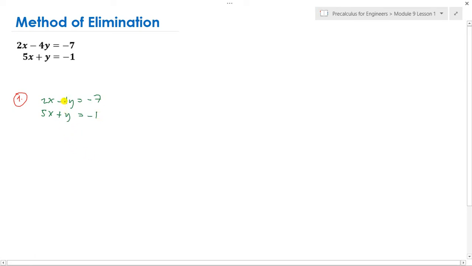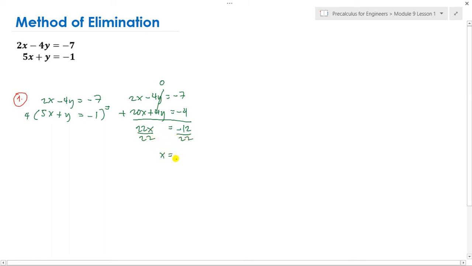Since we have negative 4y here, if I multiply the second equation by 4, it becomes positive 4y, so negative 4 plus 4 would be 0, right? So therefore we can eliminate it. Multiply both sides by 4, so we have 2x minus 4y equals negative 7, and here 20x plus 4y equals negative 4. Add both sides: that would be 22x, the y terms become 0, equal to negative 11. Then divide both sides by 22.